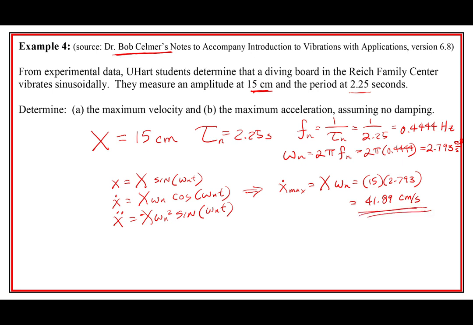There's the answer there. And x double dot max can be x omega n squared, or 15 times 2.793 squared. So the maximum is 117.0 centimeters per second squared.